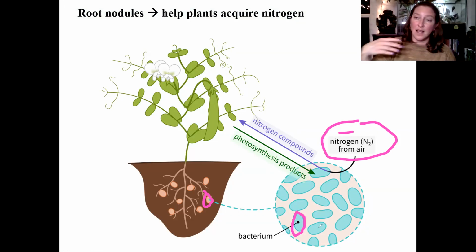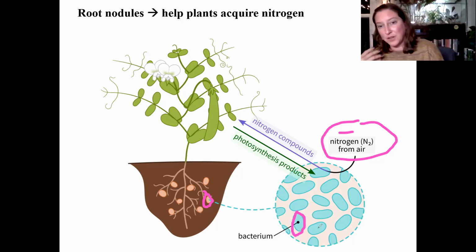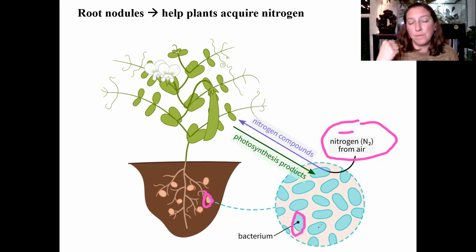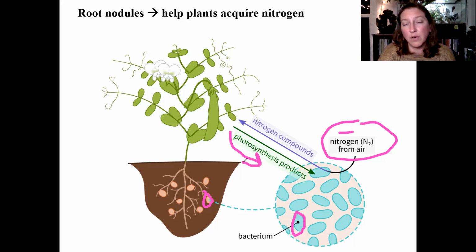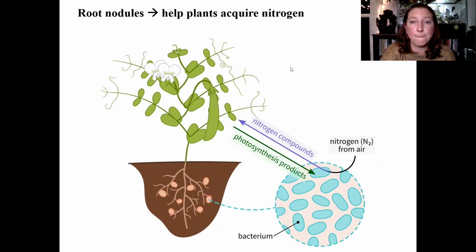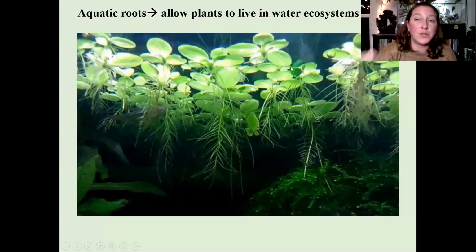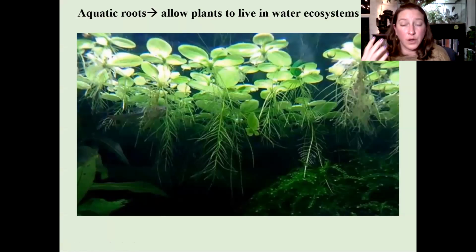As in, you know, scratch my back, I scratch your back, the bacterium provides nitrogen compounds to the plant, and in return, the plant provides sugars to the bacteria. This is an example of a symbiotic relationship, which is cool. Just like there were aquatic leaves, there's aquatic roots that allow plants to live in water environments.